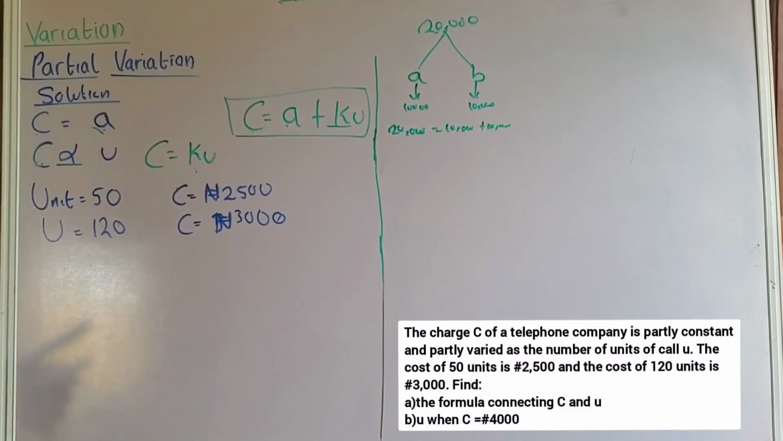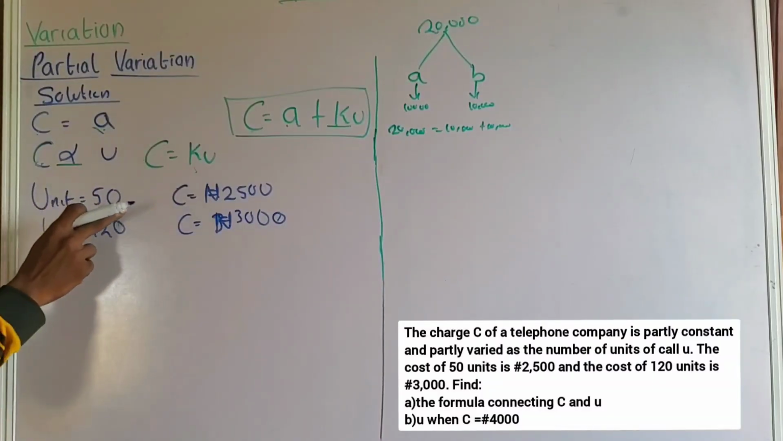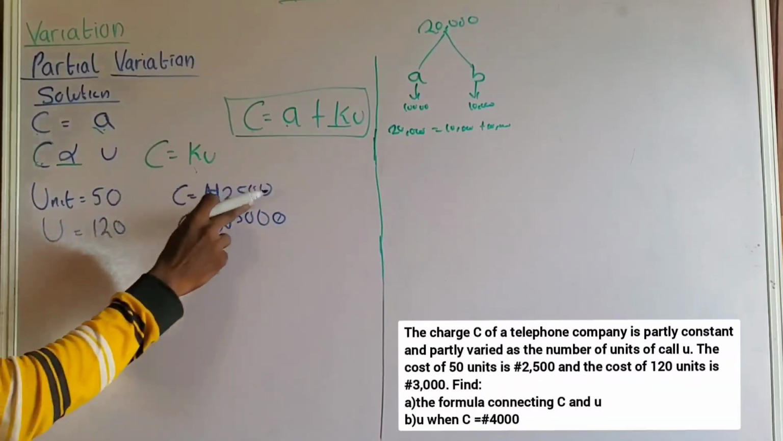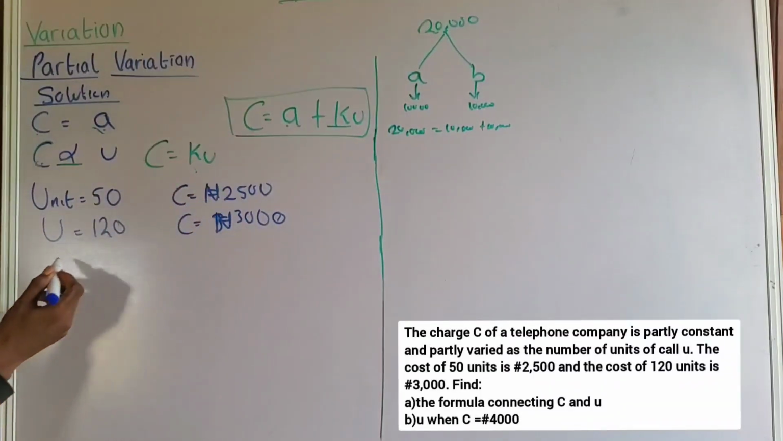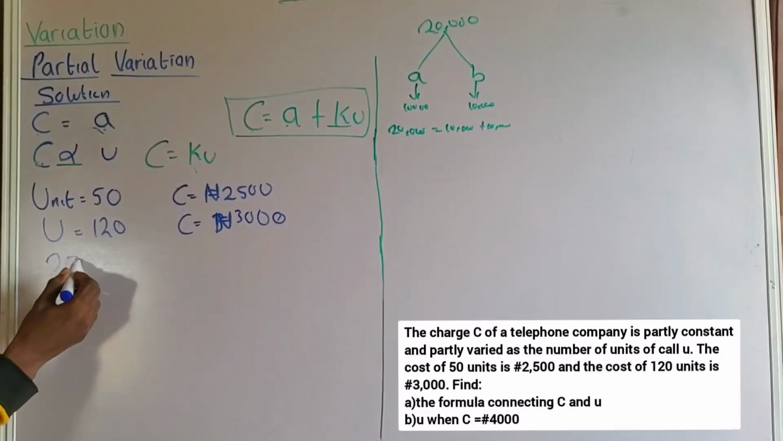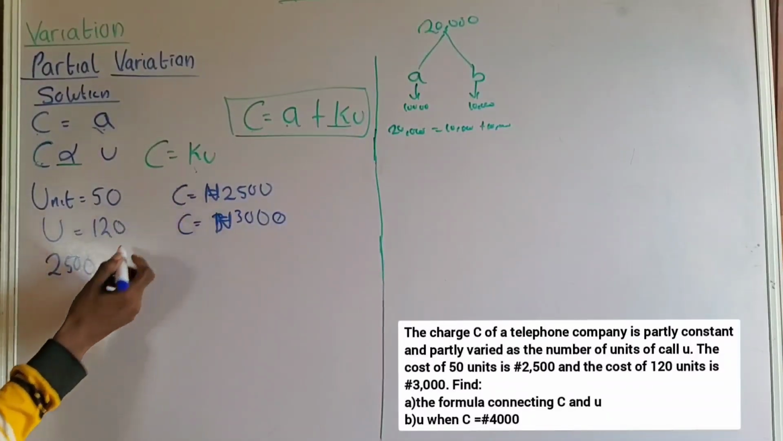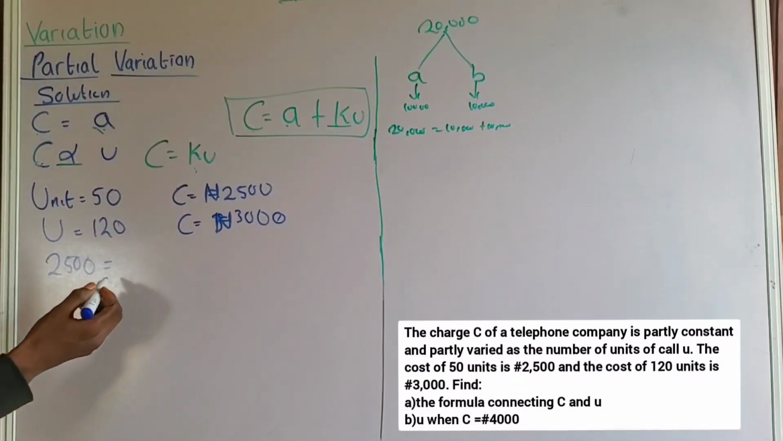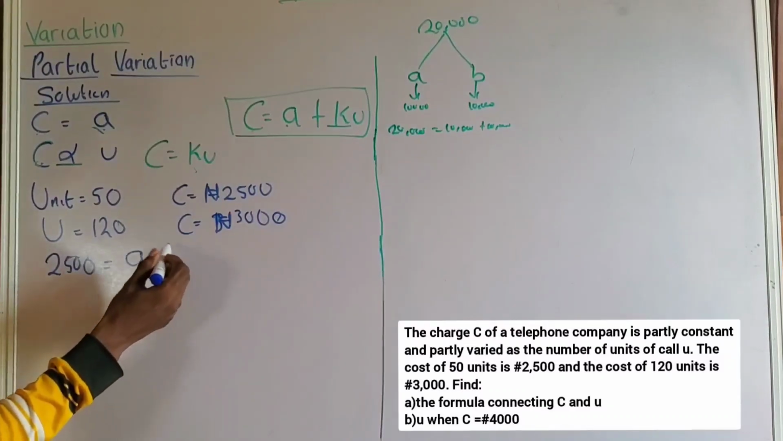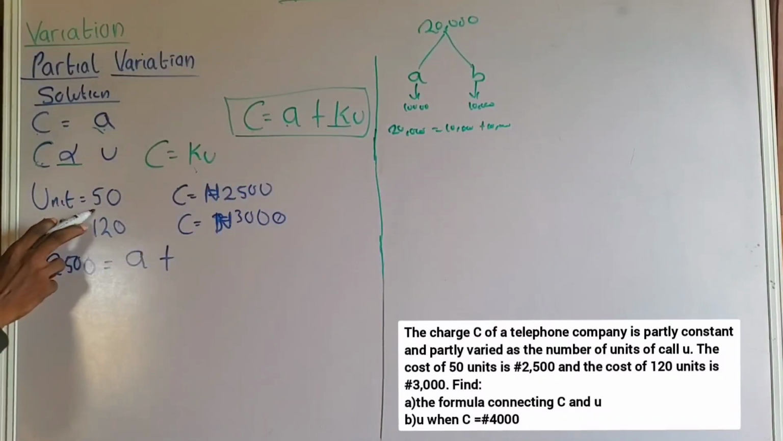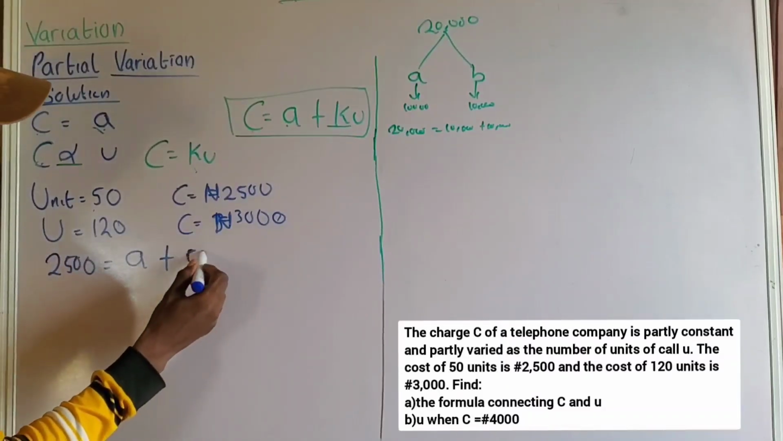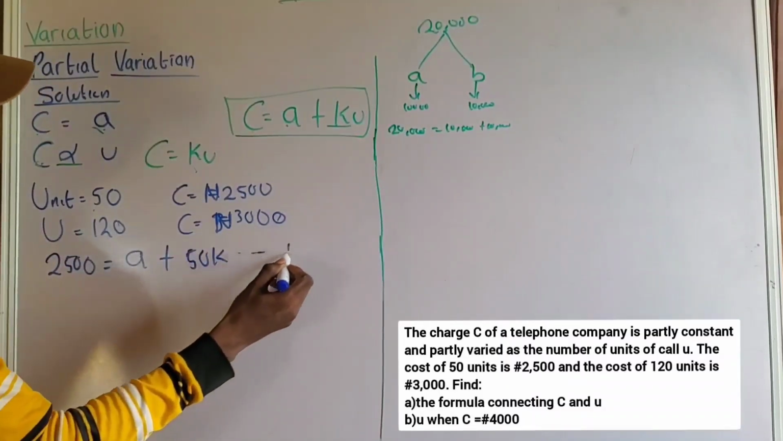So now, from the information that we have been given in the question, we are given that when U is 50, C is 2,500 naira. So let's first derive our equation. 2,500 naira equals A plus, now K is unknown as well, but U has been given, which is 50. So I'm going to have 50K. Call this one equation 1.